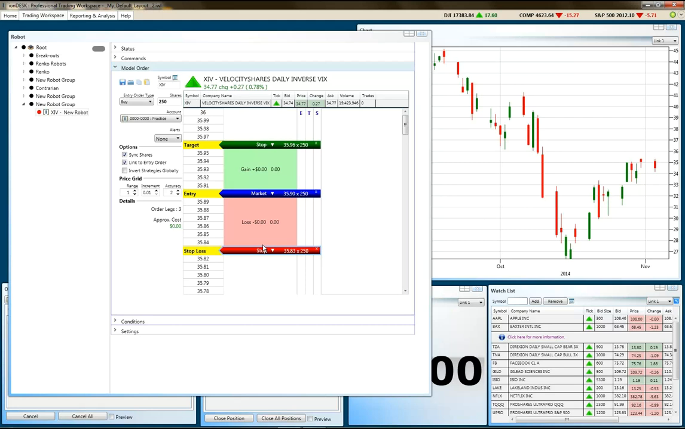Okay. So you could have a stop set at a certain amount below your order here. Okay. Let's see here. I'm trying to see. All right. So we have that set up, and trying to see.